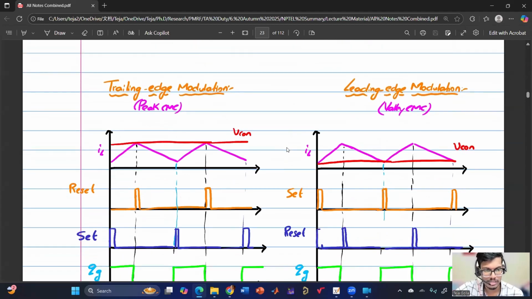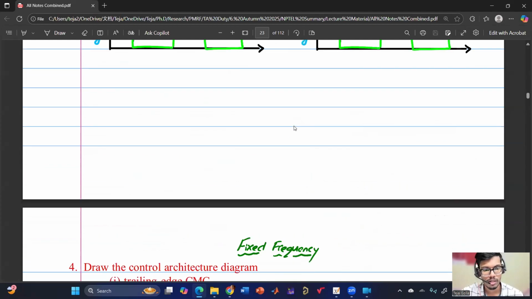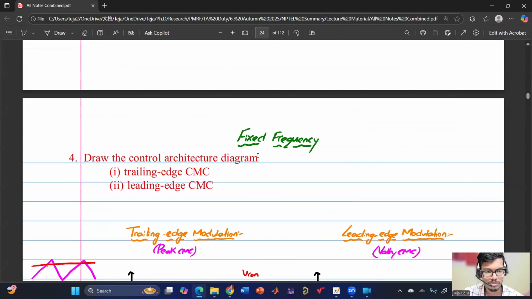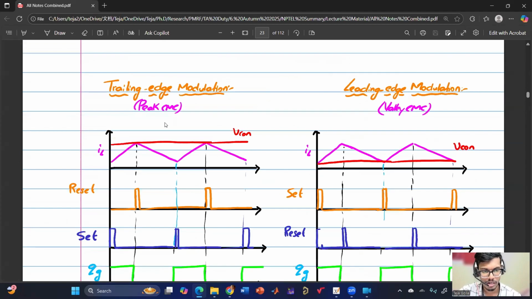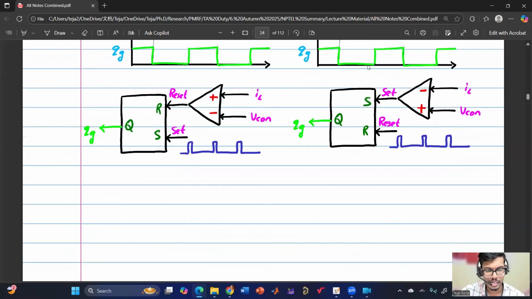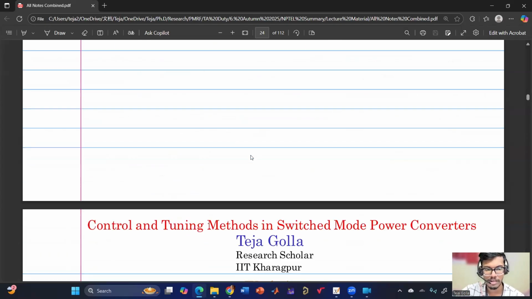And then, as mentioned, we have discussed trailing edge as well as leading edge, which are peak and valley current mode control. Then we have solved a few problems, but here I have asked for the control architecture diagram, so how the architecture diagram will look. First we identified and understood leading edge and trailing edge modulation, and then we identified the control architecture, because here the reset pulse is given by the comparator, here the set pulse. Here the set pulse is given by the fixed frequency clock, here the reset pulse. And whatever is plus minus here will be minus plus, because in one case it is peak and in the other case it is valley, so it will be vice versa.